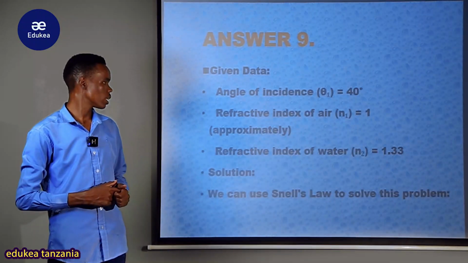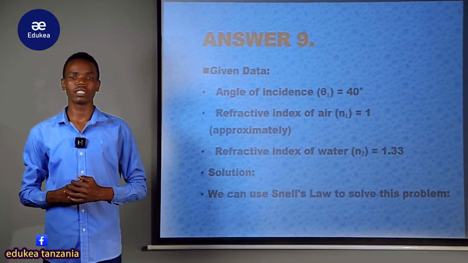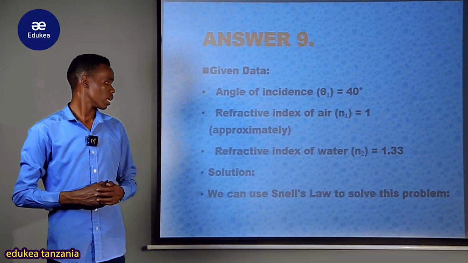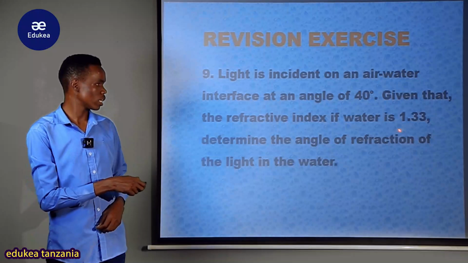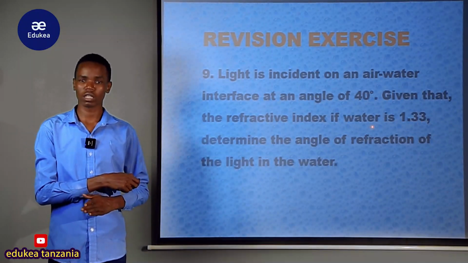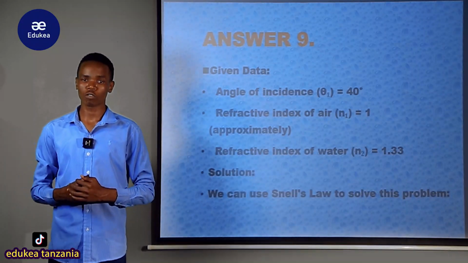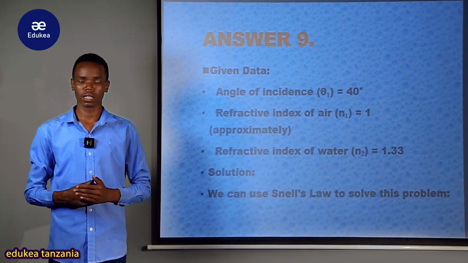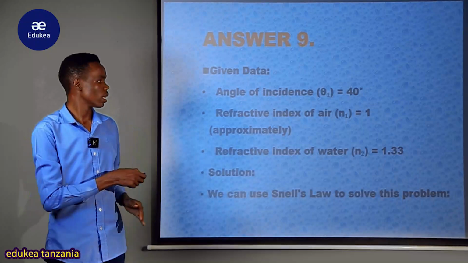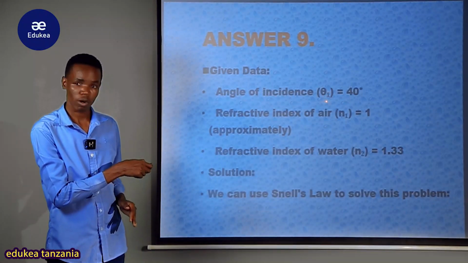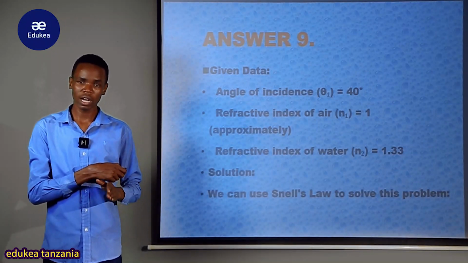And also we have the refractive index of air. Always the refractive index of air is approximately 1. And the refractive index of water, which is given in our question, is equal to 1.33. We are supposed to find the angle of refraction. Since the angle of incidence is represented by theta 1, let us term the angle of refraction theta 2.